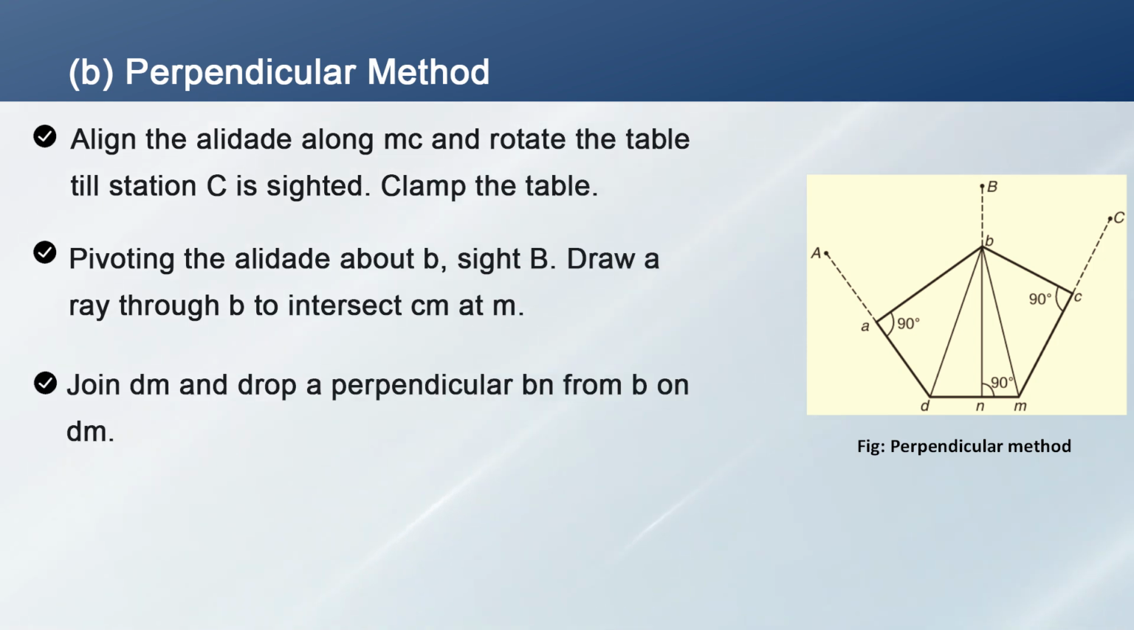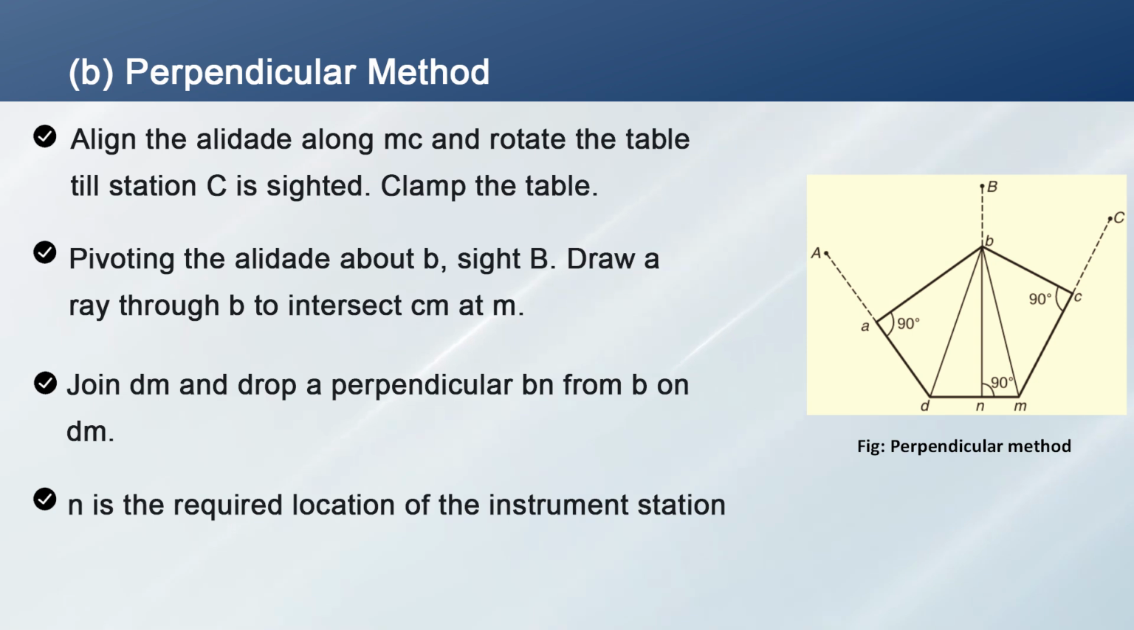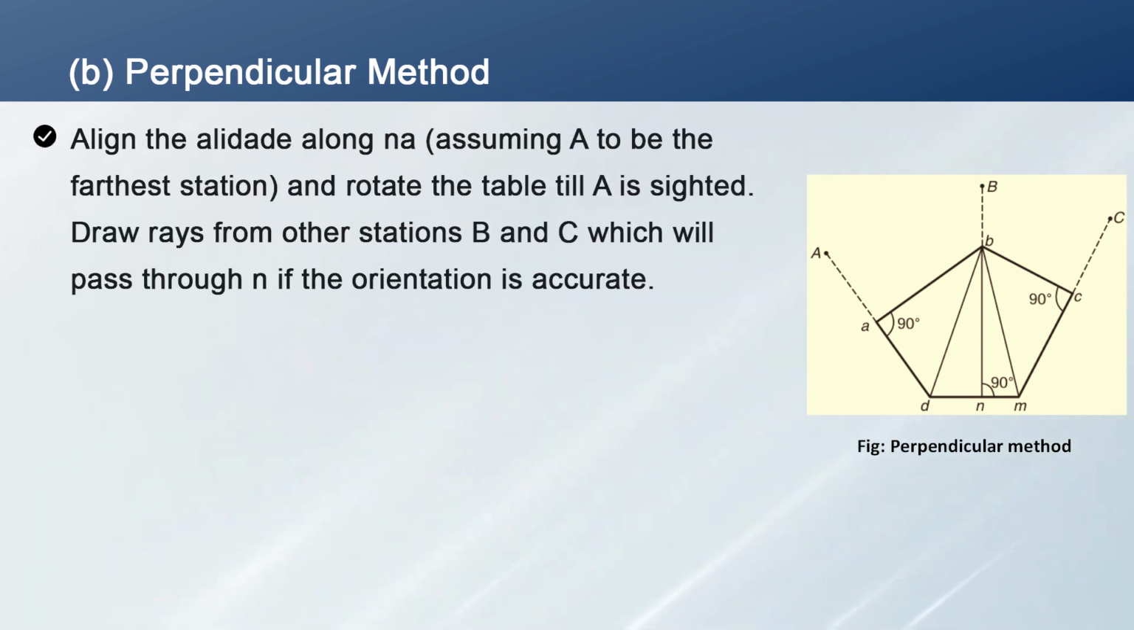Draw a ray through small b to intersect small cm at small m. Join small dm and drop a perpendicular small bn from small b on the dm, and n is the required location of the instrument station. Align the LED along small na, assuming A to be the farthest station, and rotate the table till capital A station is sighted. Draw rays from the other stations capital B and C, which will pass through small n if the orientation is accurate.